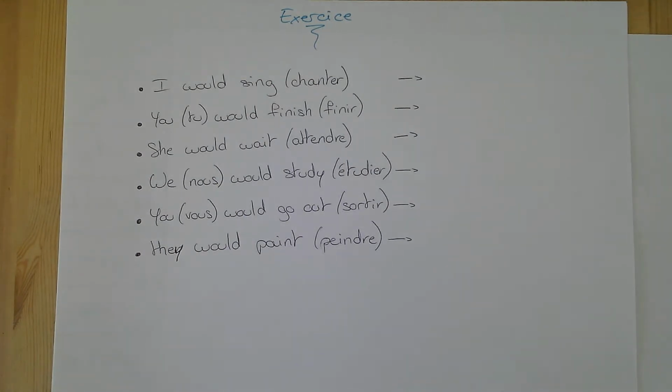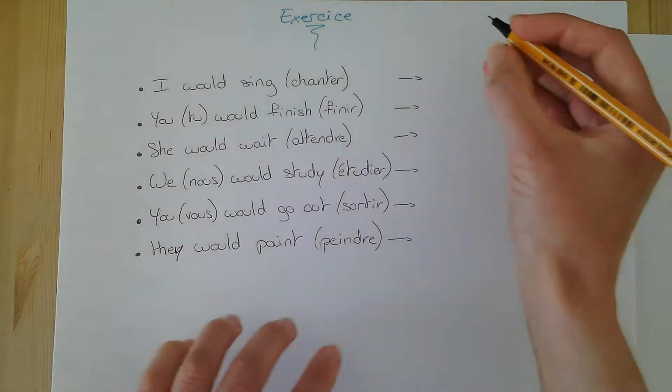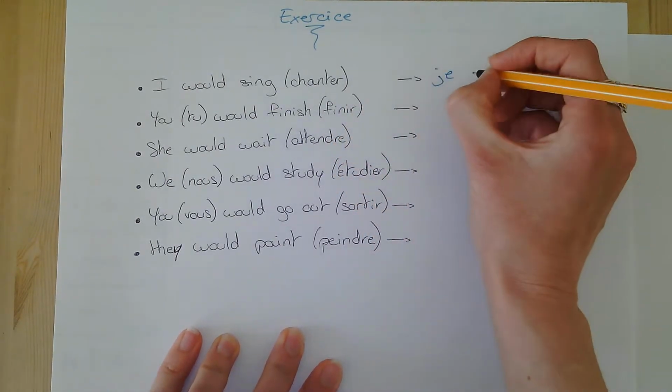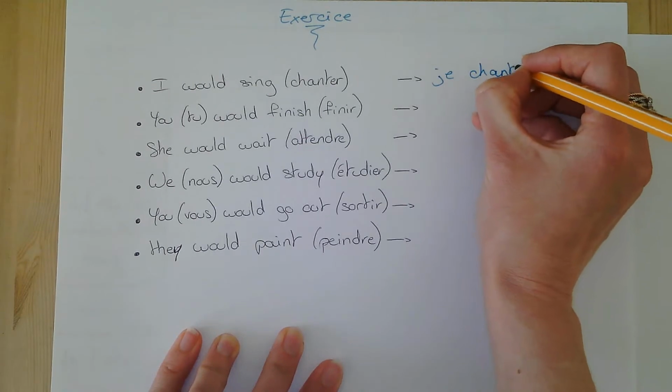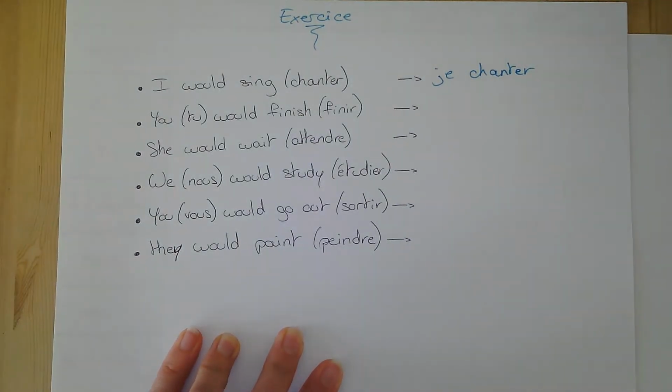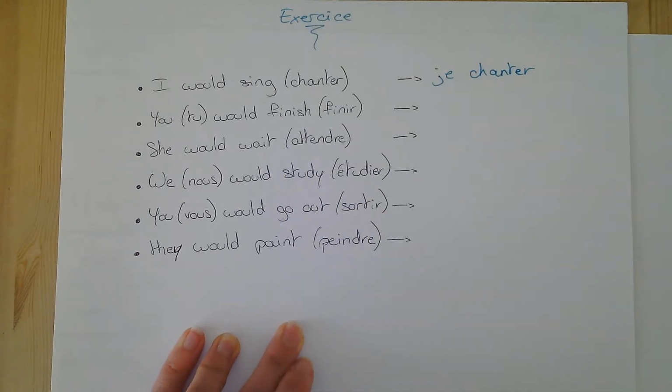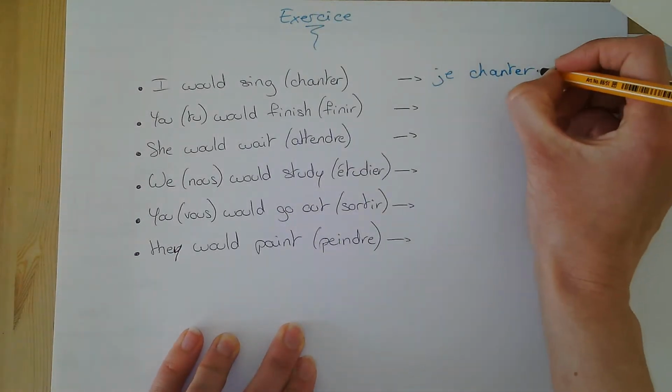So here we go. I would sing. So put your I. It's an ER verb, so you copy it exactly the way it is. You don't change it. And check your ending. For I, it would be AIS.